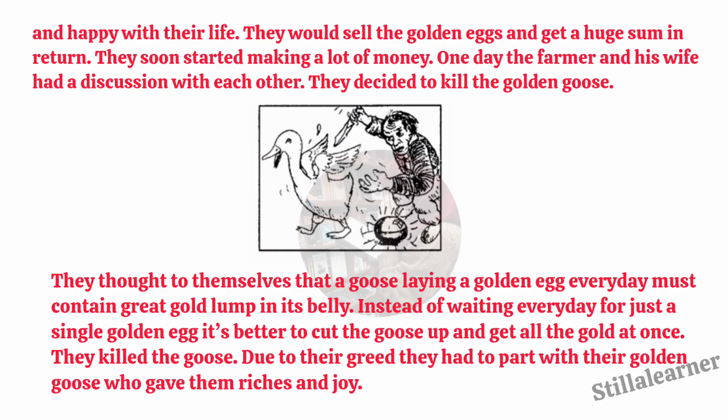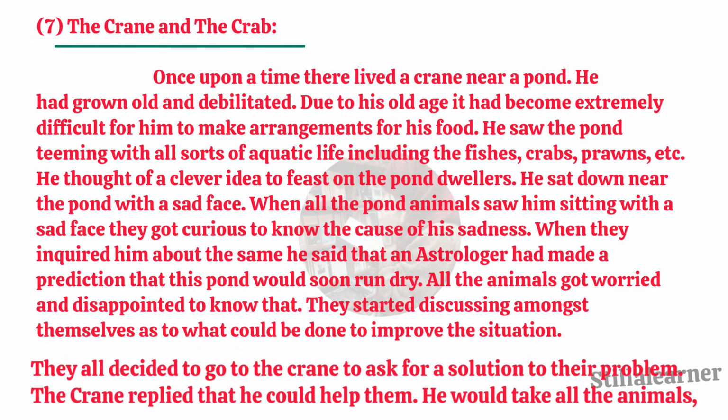Okay, guys, now we'll see the seventh story, which is The Crane and the Crab. Once upon a time, there lived a crane near a pond. He had grown old and debilitated. Due to his old age, it had become extremely difficult for him to make arrangements for his food.